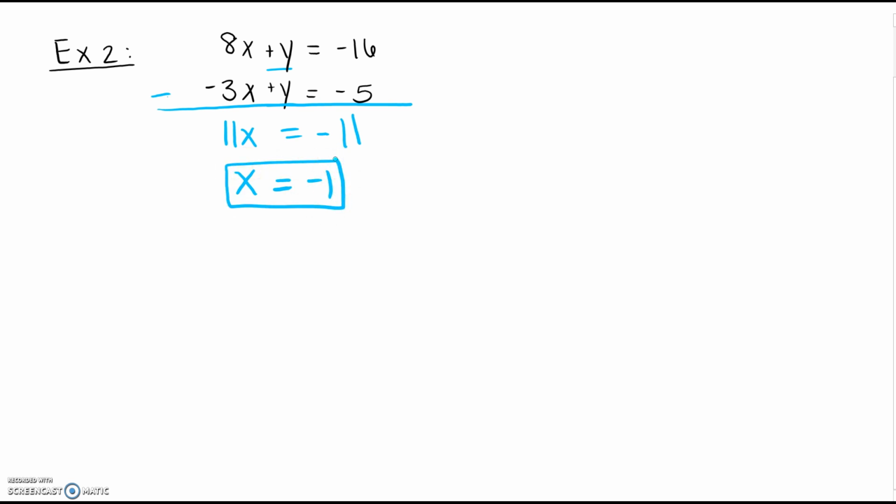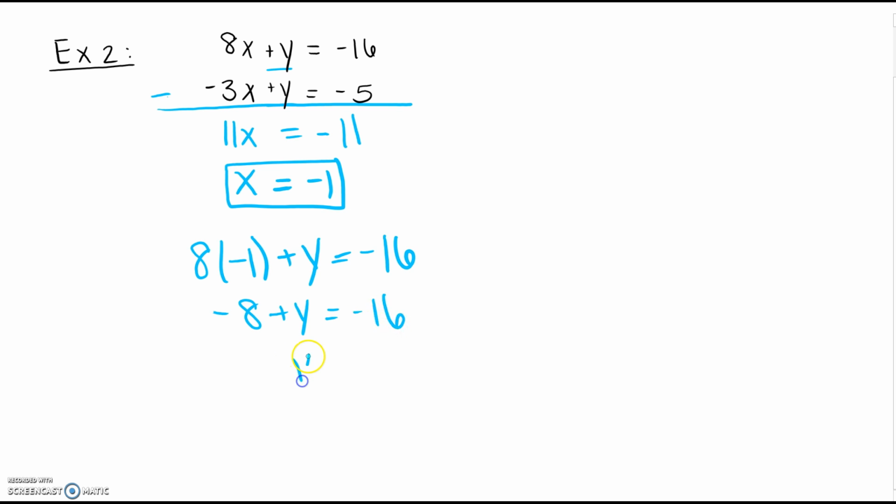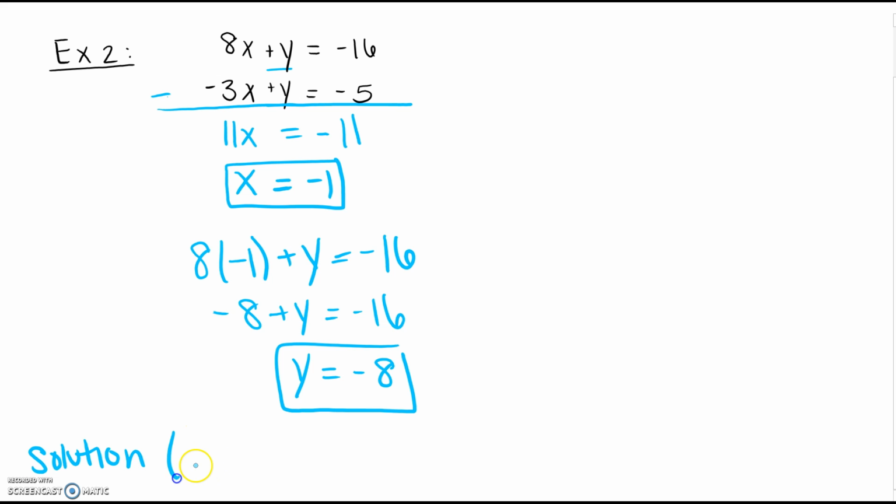Now that I know what x equals, I'm going to substitute it into an equation. I'm going to do the first one, because I always do. 8 times negative 1 is negative 8. And then I'm going to add 8 to both sides. Negative 16 plus 8 is negative 8. So my solution, oh, I'm going to write it over here. Why won't you erase? Okay, there we go. So my solution is negative 1, comma, negative 8.